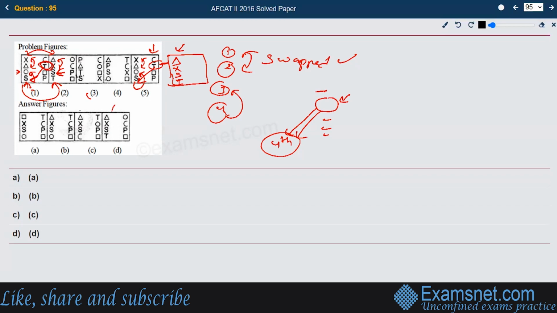Option number D, triangle cross S and T, and this is unique. Triangle cross S and C cannot be part of it. Triangle cross S and circle cannot be part of it, and this is completely different. So option D seems to be the right answer, following the same pattern.